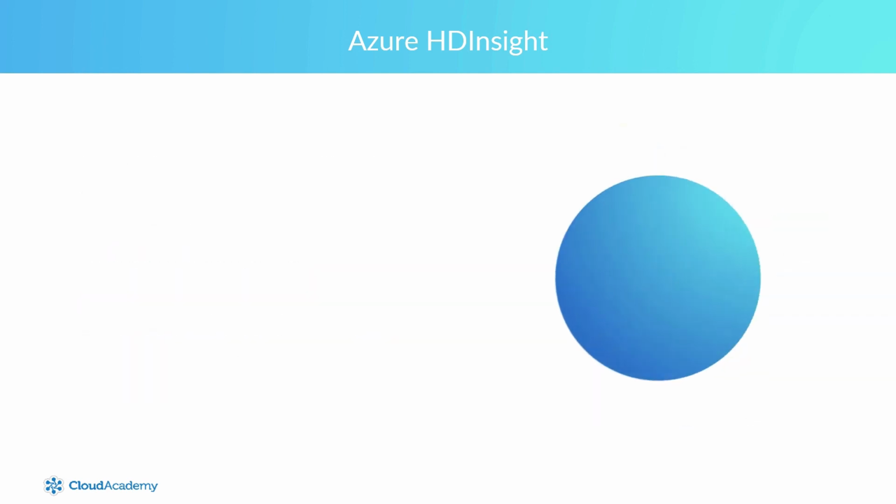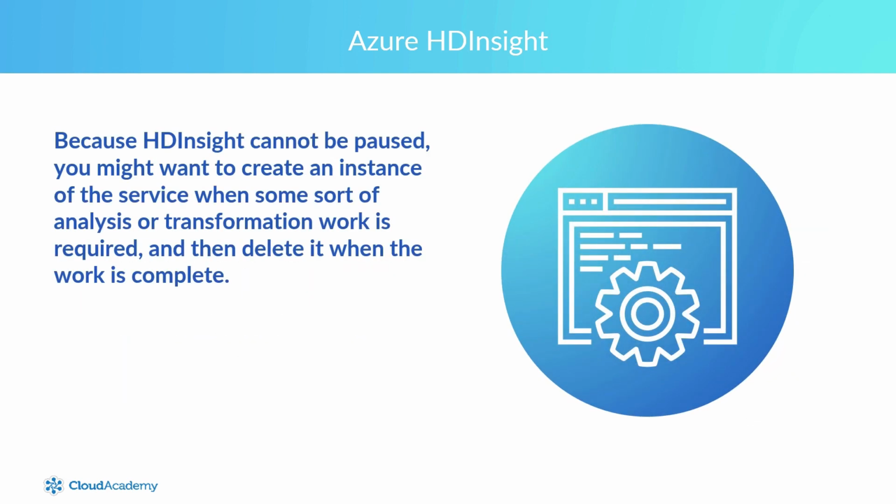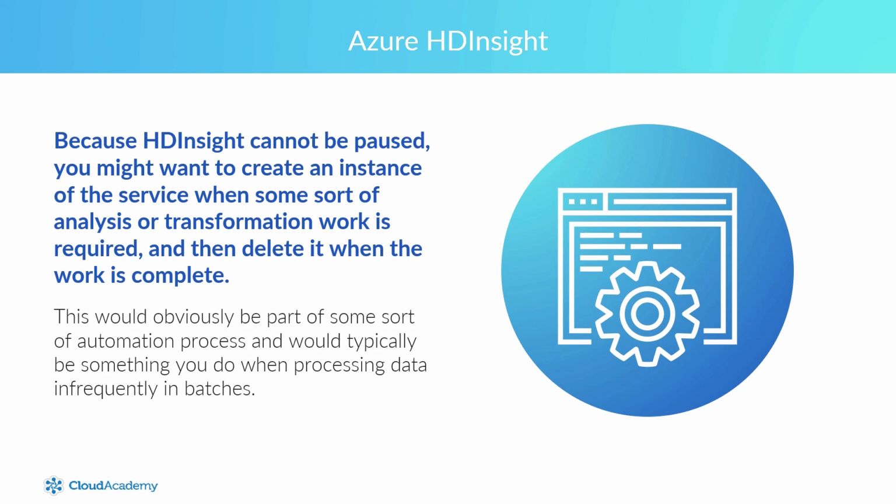Because HDInsight cannot be paused, you might just want to create an instance of the service when some sort of analysis or transformation work is required, and then delete it when the work is complete. This would obviously be part of some sort of automation process and would typically be something that you do when processing data infrequently in batches.